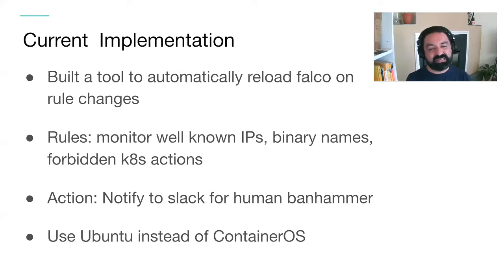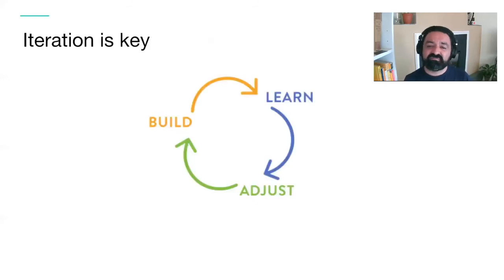And then we send all of the notifications to Slack, where a human analyzes the data and decides whether to ban or not. And finally, for now, we are using Ubuntu instead of Container OS because we've been seeing much better performance on Falco. And we're quite happy with the result. It's not perfect, but it has allowed us to, one, cut down on those ugly GCP notifications, and we don't have as much malicious use as before.